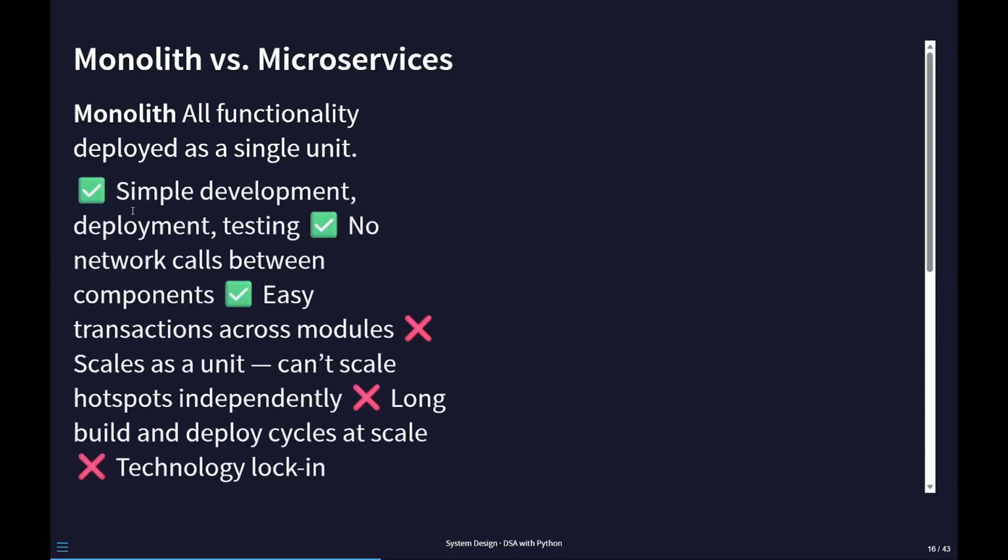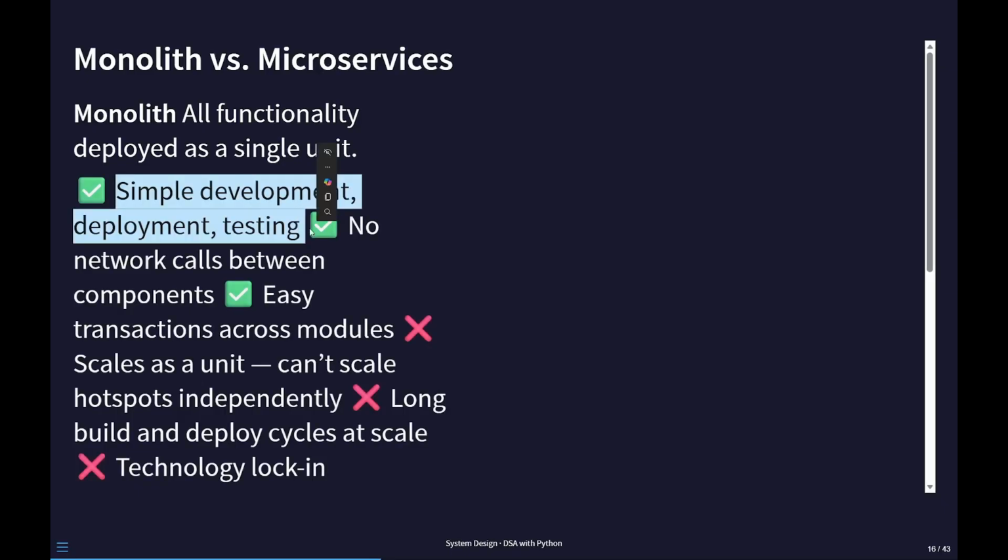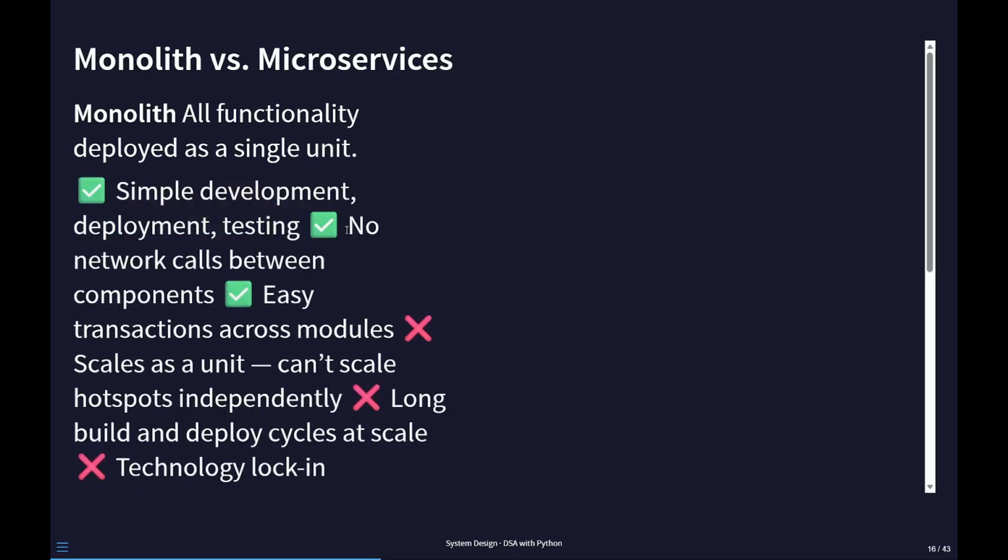Click, monolith advantages that are genuinely underrated. Development is simple. You run one thing. Deployments take one command. Testing is straightforward. Everything is in one process. Transactions across modules are easy, because you are just calling in-process functions.